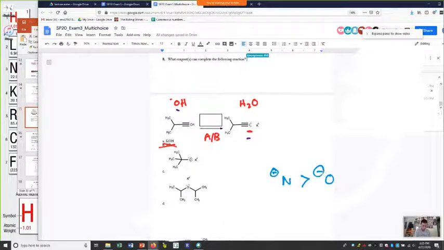Why is the nitrogen a stronger base than the oxygen? Because the nitrogen is less electronegative. Because it is less electronegative, it is willing to share those electrons better than the oxygen, which makes the nitrogen a stronger base. Okay, so with that memorization, the answer is D.